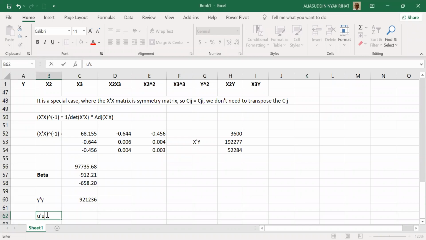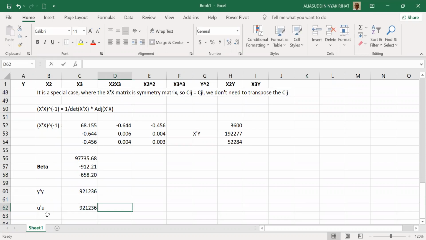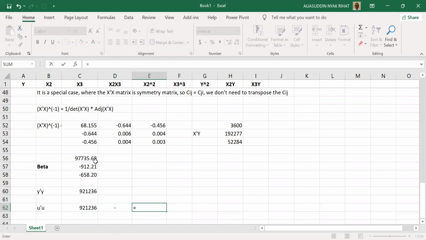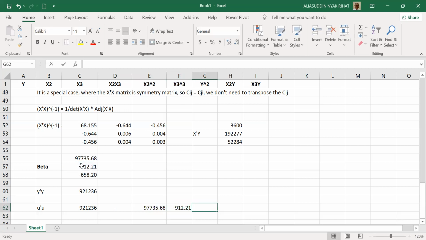Mu prime mu is equal to this one from here. Y prime y here, minus, and we have here beta prime. We transpose from column vector to row vector, and we multiply here x prime y.